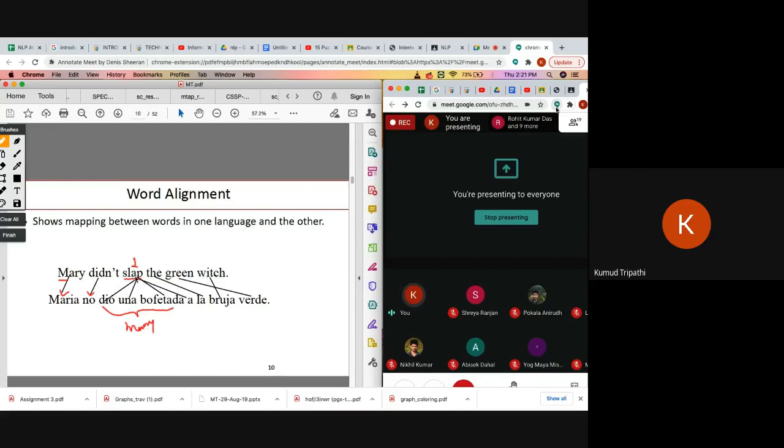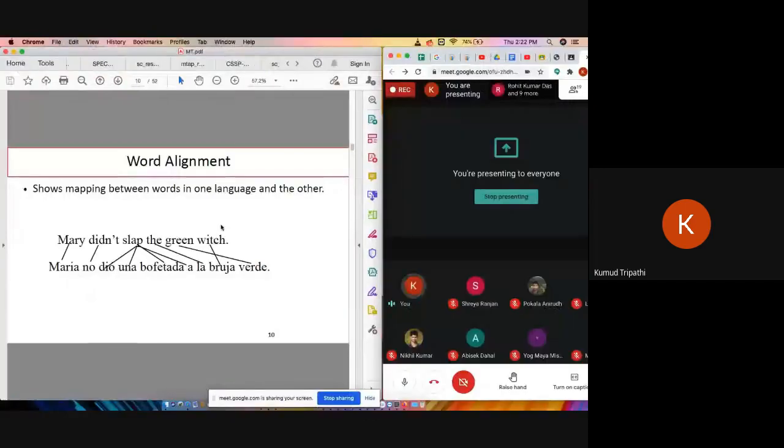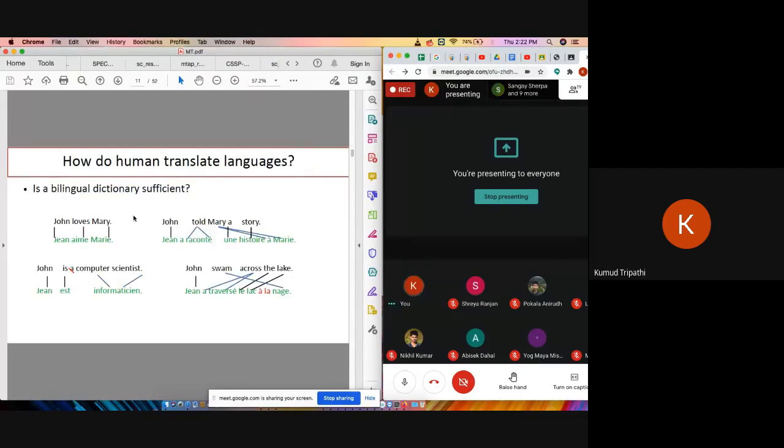It is not the case that every time one word in one language is converted into one particular word in the other language. There is one to many mapping, sometimes many to one mapping, and sometimes many to many. So this is the word alignment challenge. For correctly predicting the word alignment, you have different algorithms. Now here you can see one more keyword, bilingual dictionary.